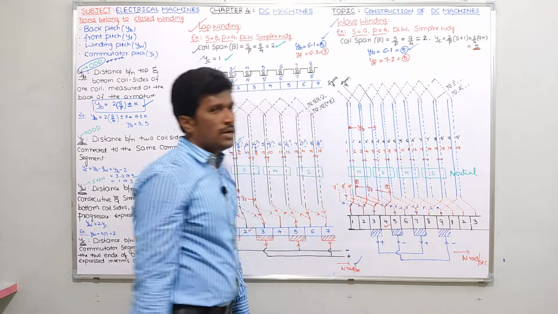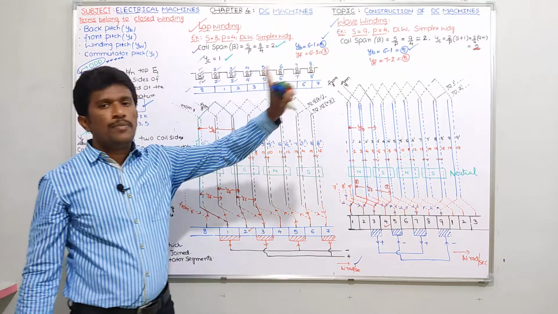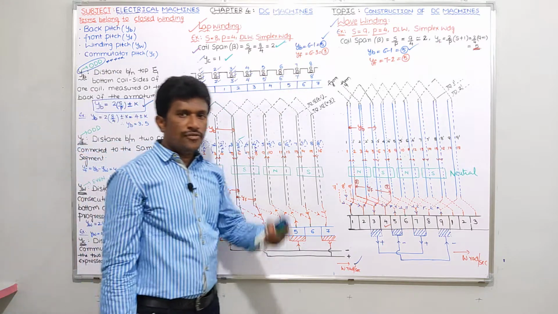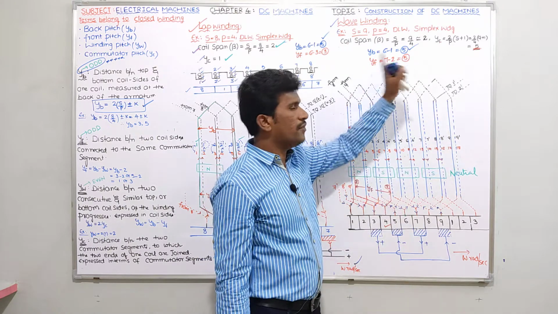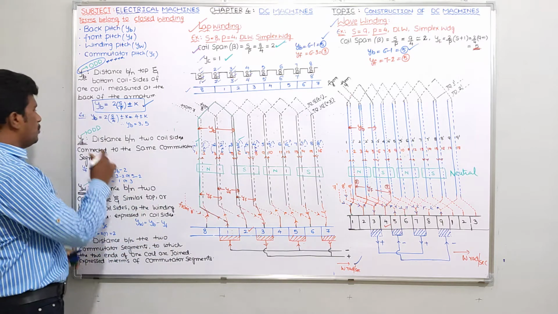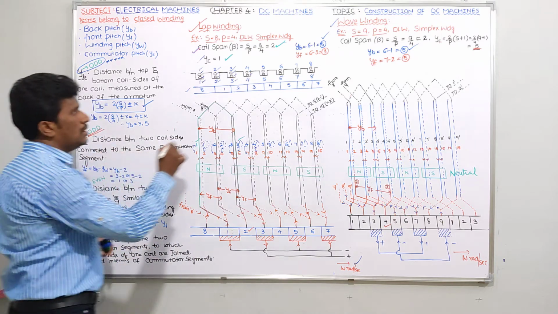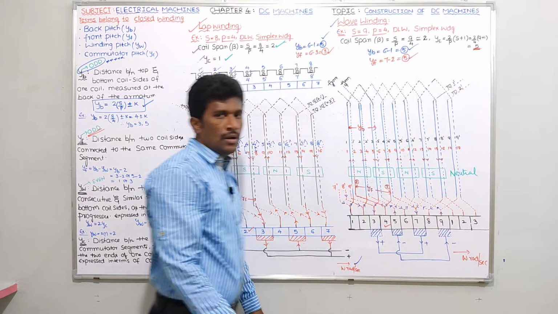Please understand, in lap winding YB and YF will not be equal, whereas in a wave winding YB and YF may be equal. Just see, we are getting 5, that you have to understand. And as I told you, this YF should be an odd number. Here 3 is an odd number, and here 5 is an odd number.